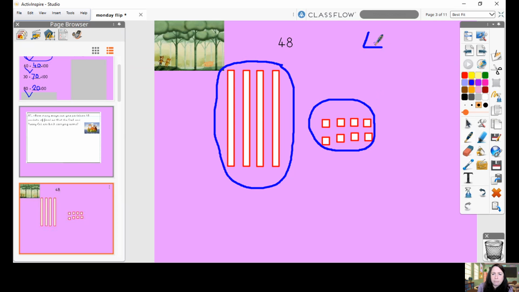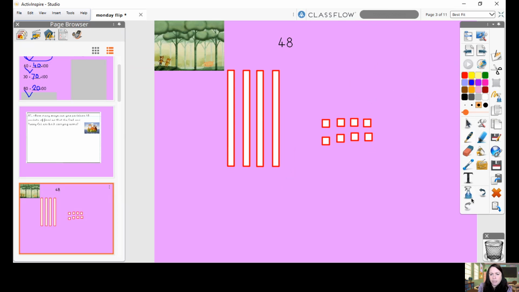And we would show that by doing this. Or we could do it in an addition number sentence as well. So we could show it as a partition, part-part whole model, or we could show it as an addition number sentence.